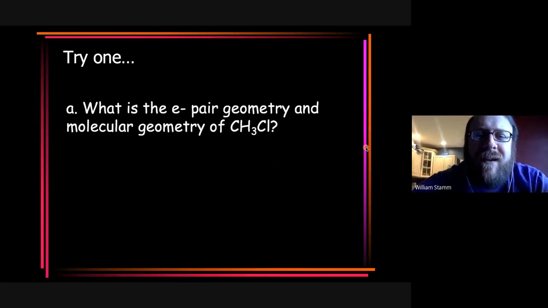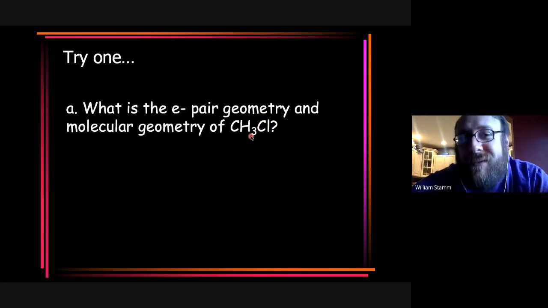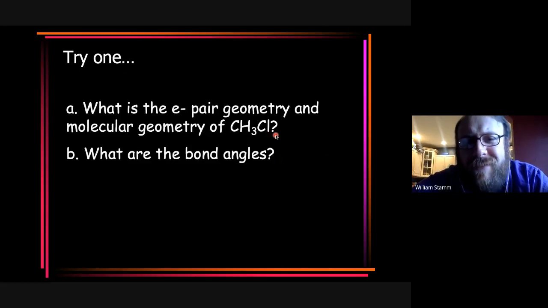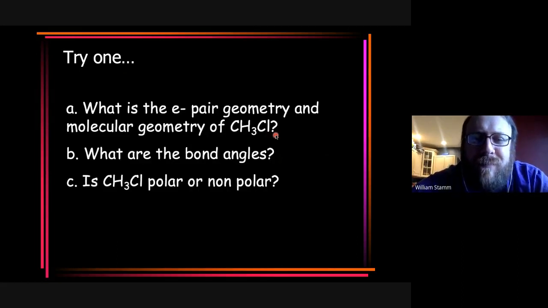Let's just try one, and we'll be done. What is the electron pair geometry and molecular geometry of this one? So we're going to try to figure out basically the Lewis dot structure and the shape of CH3Cl. What are the bond angles? We'll figure that out a little bit, and then whether it's polar or non-polar.